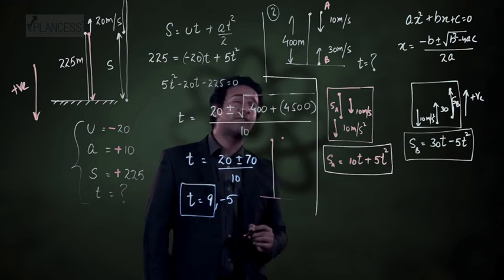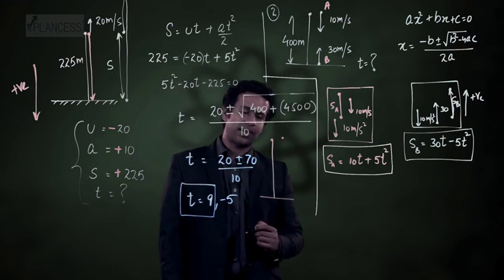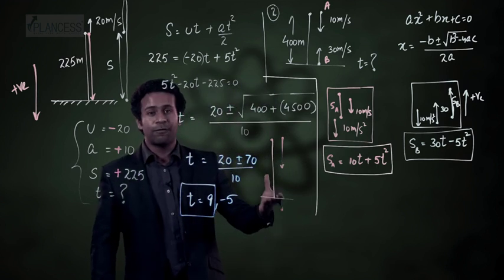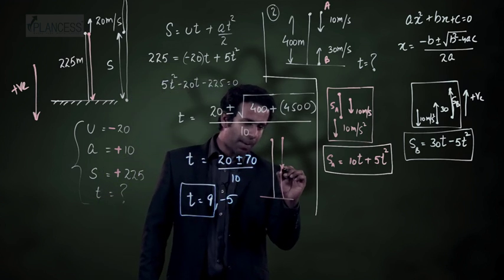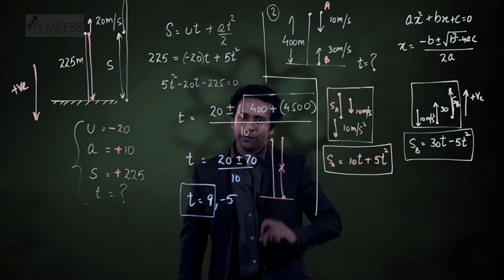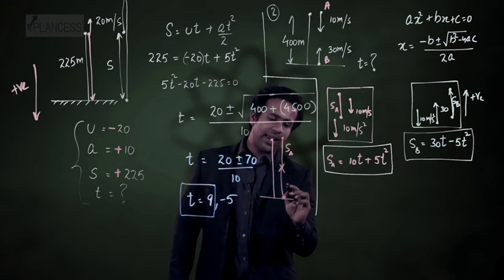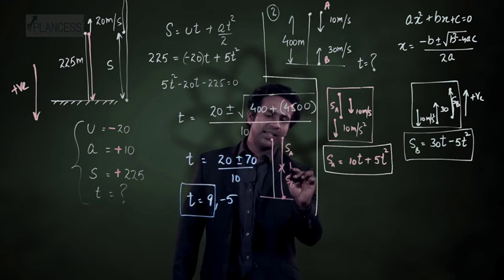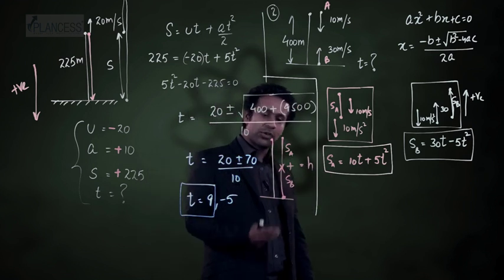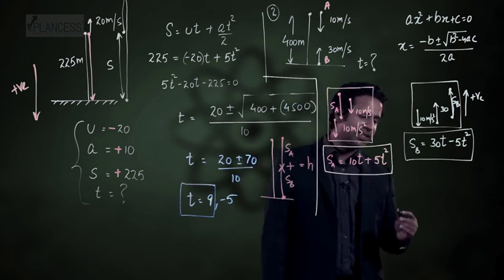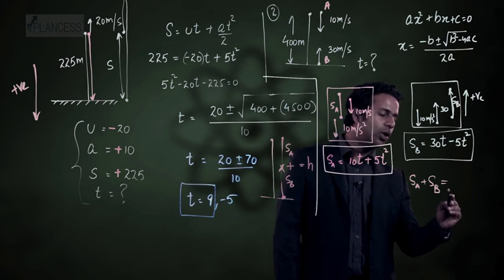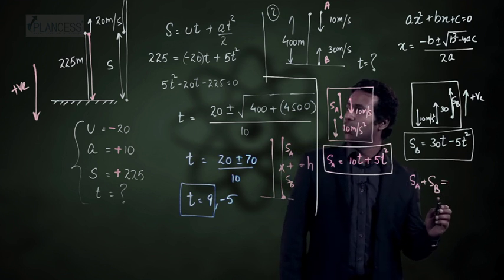So this is the point from where ball A started, and it moved downwards. Ball B started from the foot of this tower and it moved upwards. Right. So we see that at the point of collision, displacement of A plus displacement of B is actually equal to the total height of the tower. Right. So this gives us our third equation, that is SA plus SB is equal to the height, which is 225.